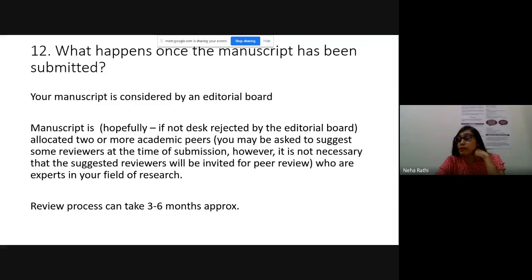First they will read your abstract. Hopefully it's not desk rejected, which means once they read the abstract, they think it's not right, so they immediately reject it within a day or so. Let's say it's not rejected.